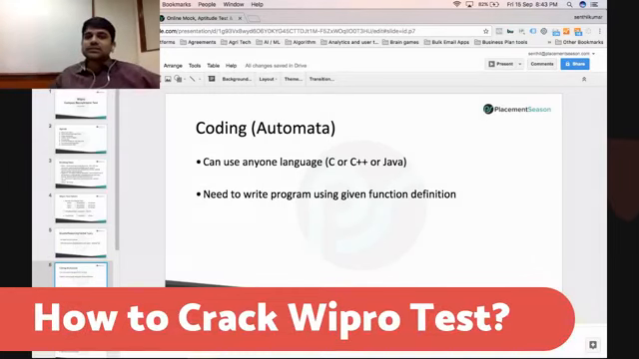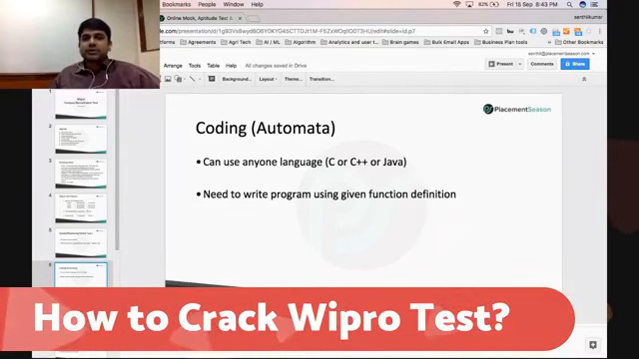Automata is the name given by Aspiring Minds for their coding platform. Just like AMCAT is the test name, for coding evaluation they have given the name Automata, the Automata coding evaluation. So that's what Automata is. There's nothing big in that. It's just like any other coding evaluation platform, an online compiler.